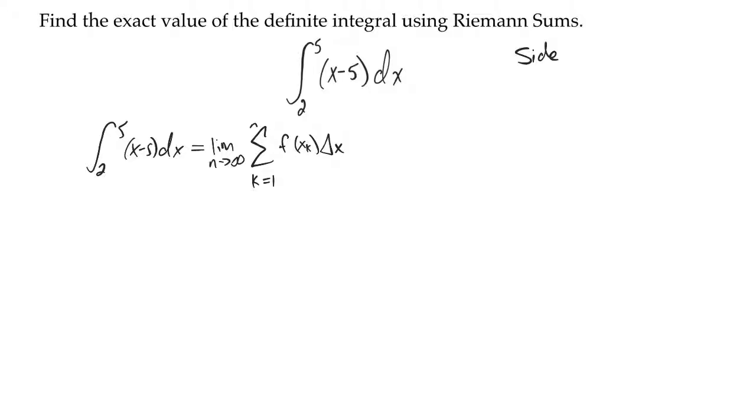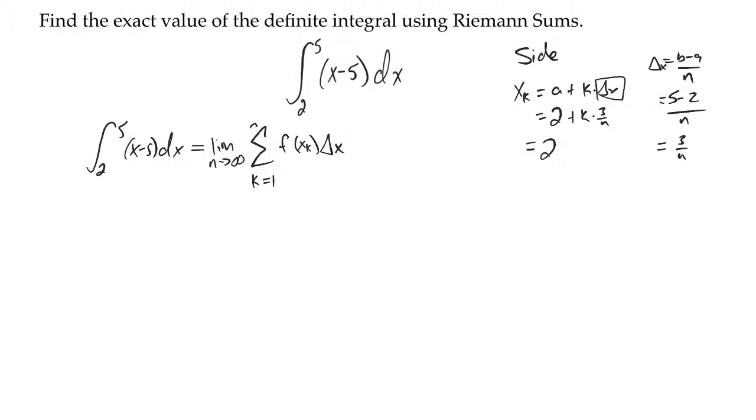Alright, so I'm going to come over here to the side. We're going to know that xk is a plus k times delta x, where a is the start of our interval, so that's 2 plus k times delta x. And delta x was b minus a divided by the number of rectangles, so that's 5 minus 2 divided by n, which is 3 over n. And so delta x here becomes 3 over n. So in a condensed way, I could say this is 2 plus 3k over n.